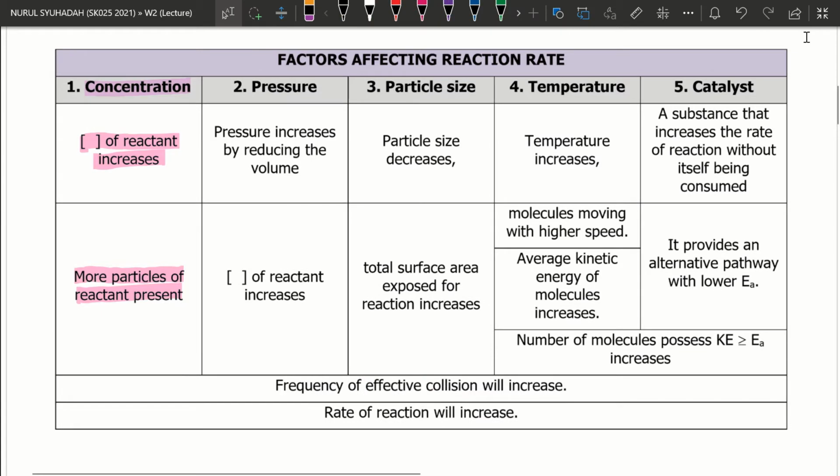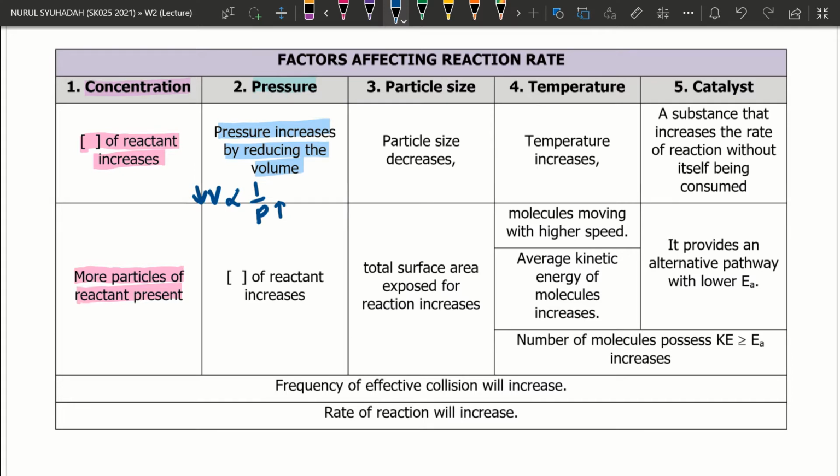Now let's take a look at the second effect, which is our pressure here. Pressure will increase by reducing the volume of the container. When we talk about pressure, usually we talk about gas particles. So how do we know pressure increases by reducing volume? This is from the previous semester, where we learned Boyle's law, where volume is inversely proportional to pressure. So pressure increases when the volume decreases.